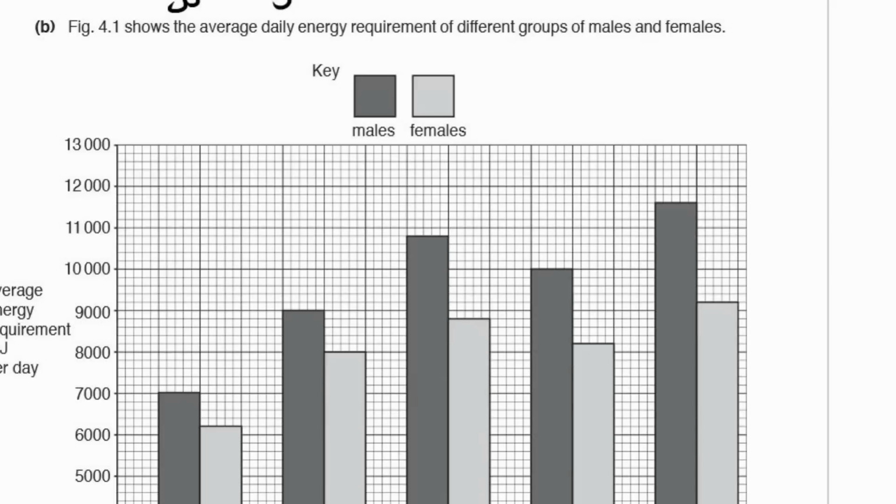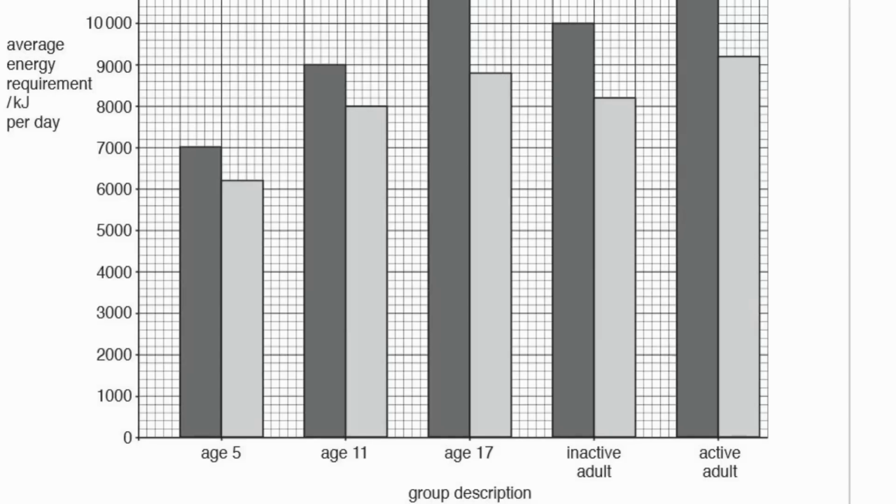B. Figure 4.1 shows the average daily energy requirement for different groups of males and females. All right, so you can't see the entire graph on the screen at once. So at the bottom, it's the description of the group. And on the side, it's the average energy requirement in kilojoules per day. The dark lines are the males. The light lines are the females. There we go. Let's see what the questions ask.